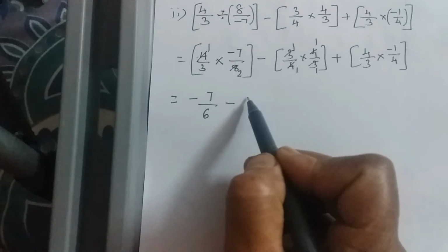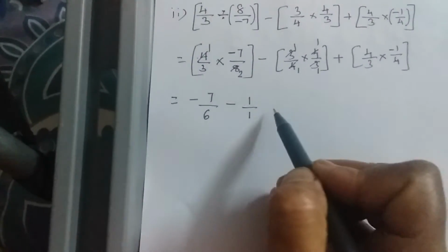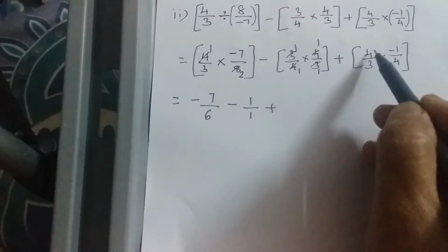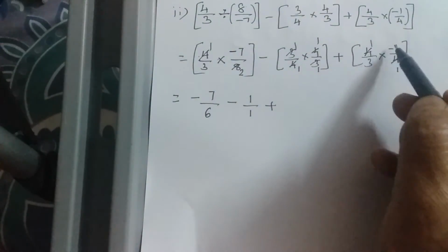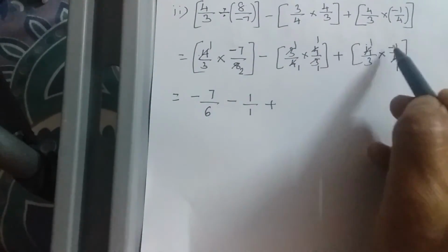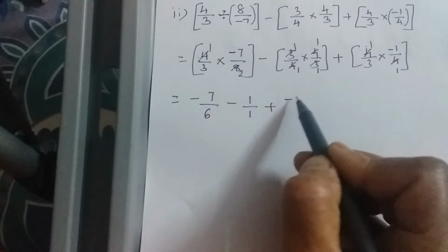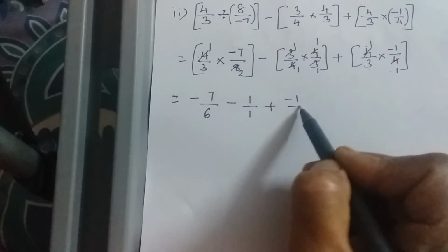So what do you get? Numerator 1 into 1, denominator also 1 into 1. Then plus here, 4 ones are 4, 4 ones are 4. So what is there? Plus into here, this is minus. Plus into minus, minus 1 ones are 1, by 3 ones are 3.